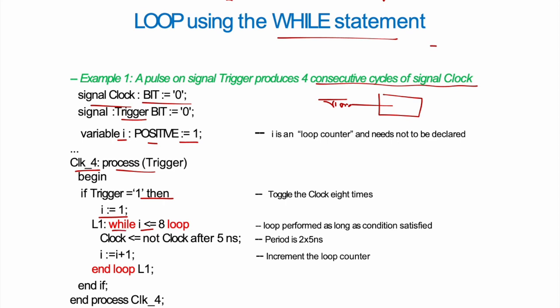Then we have a label using the while loop. We say while the value of I is less than or equal to 8, we want to loop again. It's just followed by loop sometimes. In that particular case, we do a clock, and then we invert the clock, so it's a not gate. So we just keep toggling the clock each time the trigger comes in, after 5 nanoseconds, until the I value is greater than 8, and then we stop.